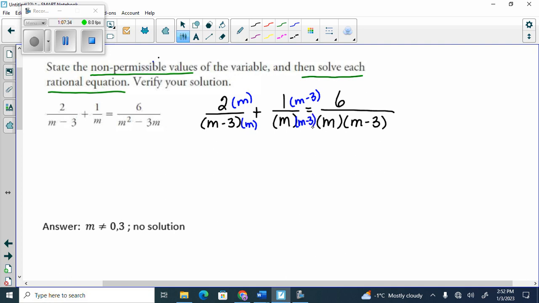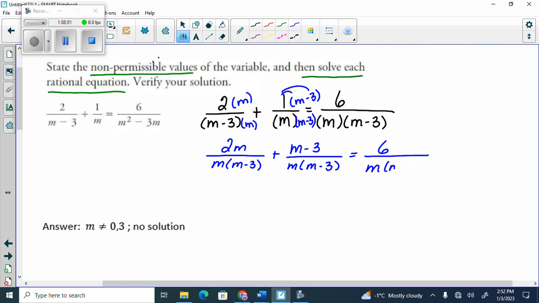So I distribute my numerators, I don't my denominators, because the denominators are going to go away, so there is no point. So I'm going to get 2m all over m minus 3. No point in distributing it, it's going away. Plus, and when I distribute a 1, it does nothing, m minus 3 over m minus 3 equals 6 over m minus 3. Currently, the denominators are not equal. The left-hand side has a plus sign. It's not a full fraction. So you need to have full fraction equals full fraction.